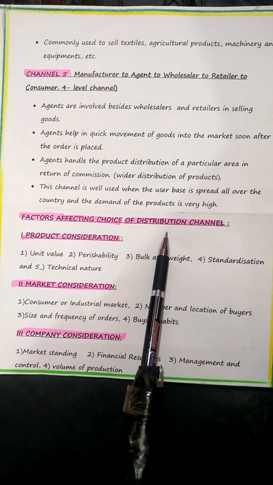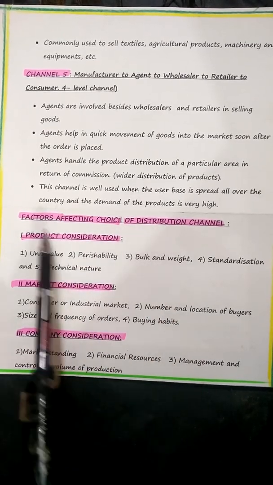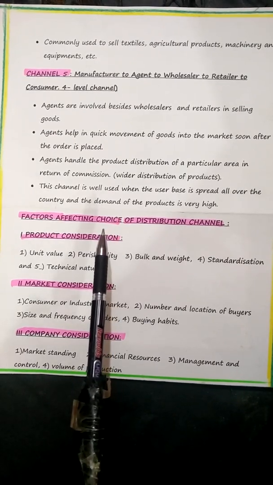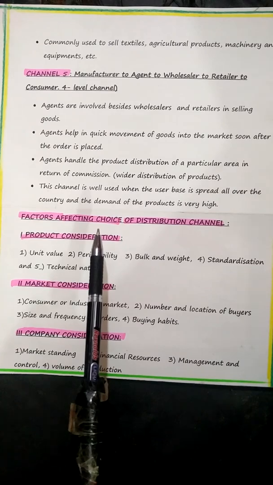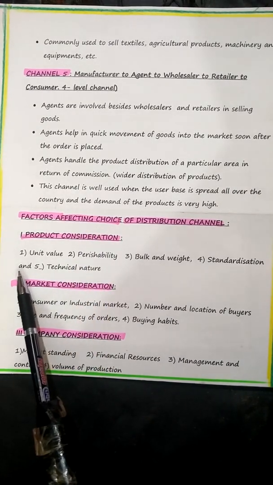Now we'll move on to the factors affecting the choice of distribution channel. Very important, children. Care should be taken while selecting a proper channel of distribution. I told you there are 4 considerations. Today I'm going to only name the 4 considerations for you: product consideration, market consideration, company consideration, and middleman consideration.